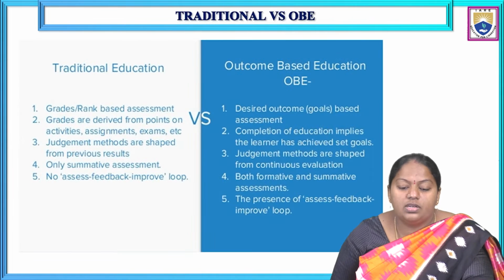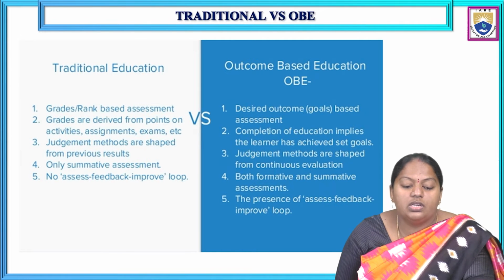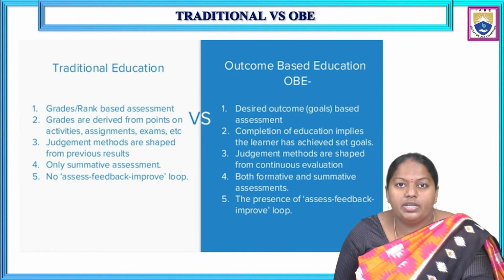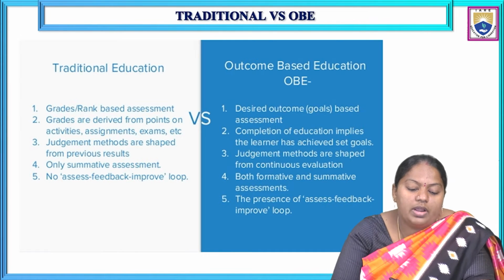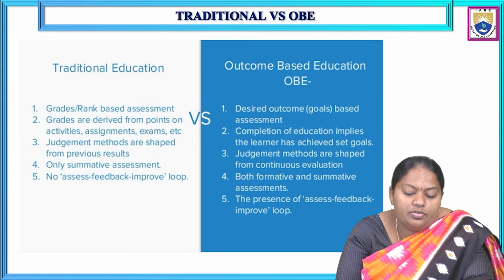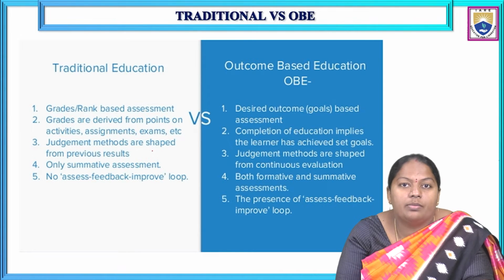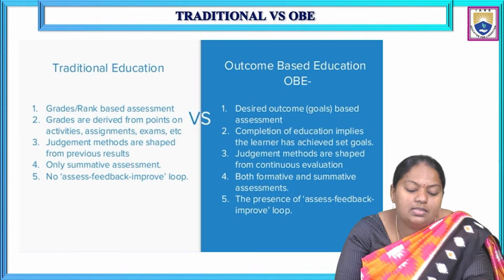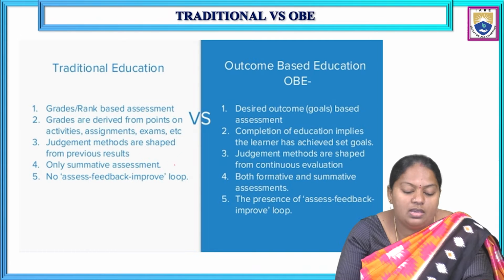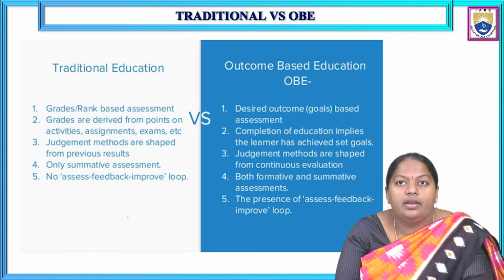Next, what are the fundamental differences between traditional education and outcome based education? In traditional education, grades or ranks based assessment will be there, and grades are derived from points on activities, assignments, exams, etc. Judgment methods are shaped from the previous results, and only summative assessment is considered in traditional education, with no assess feedback improve loop.